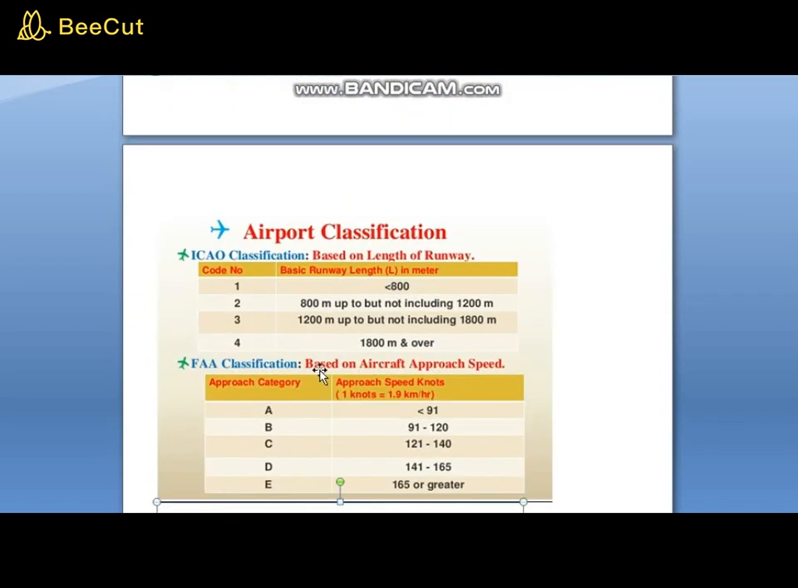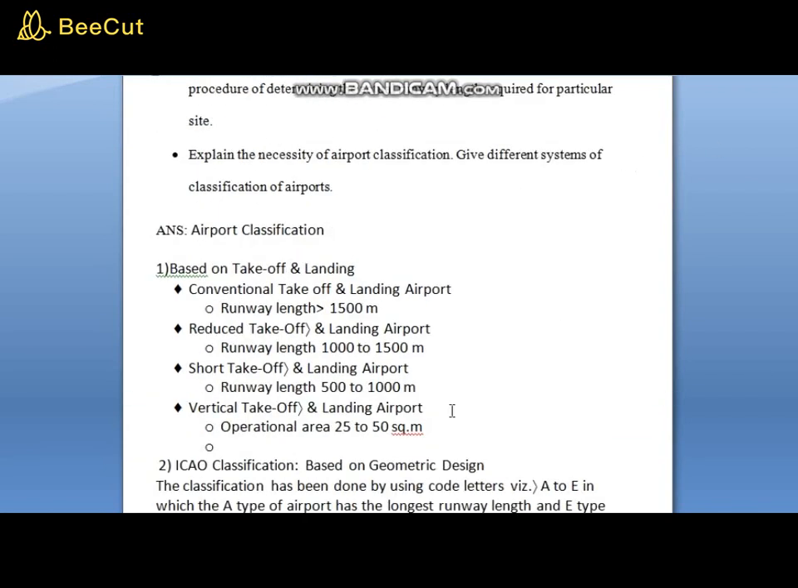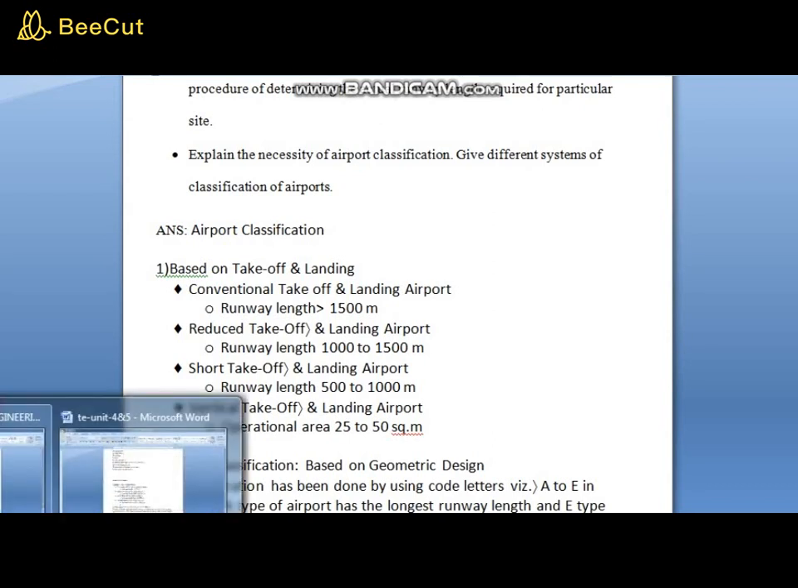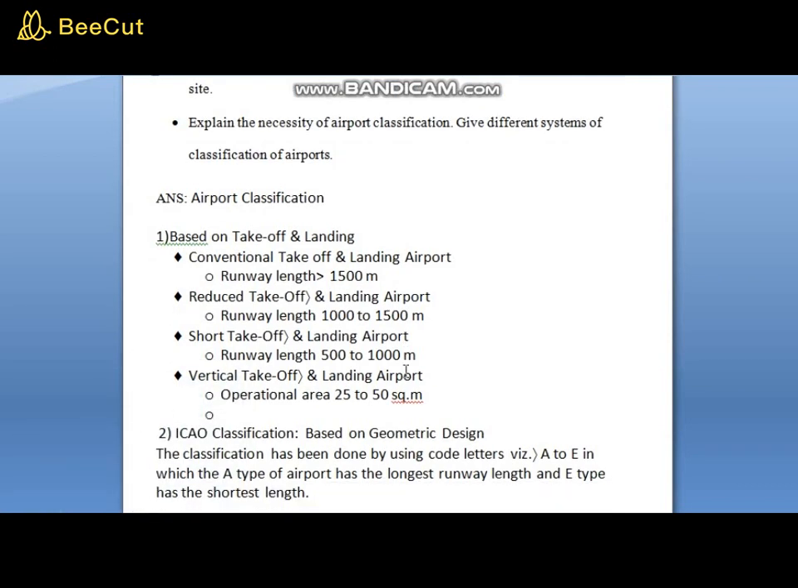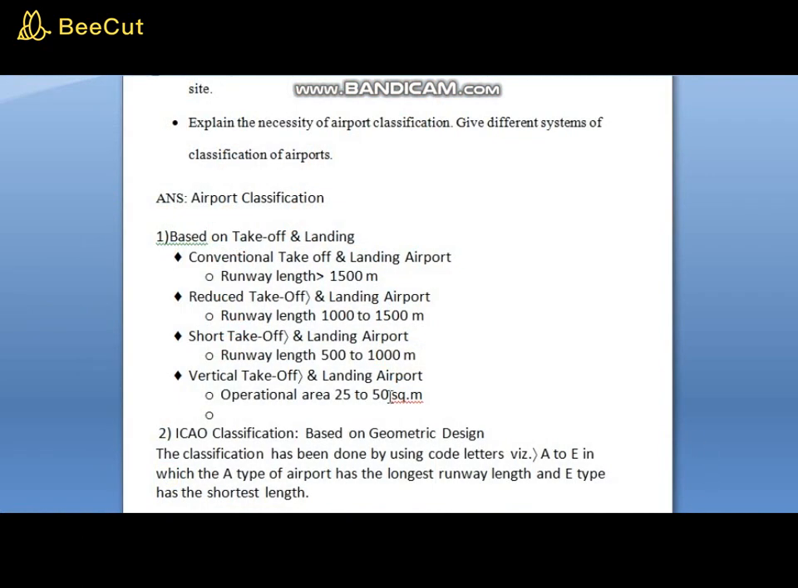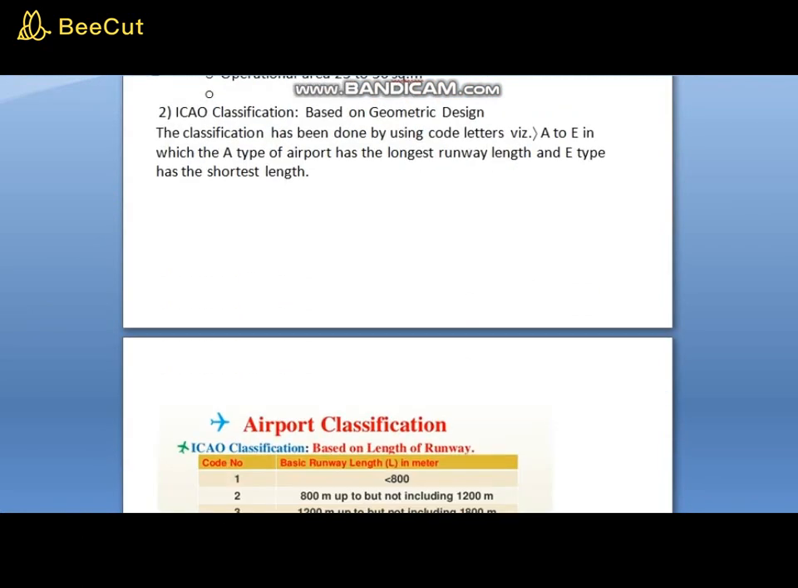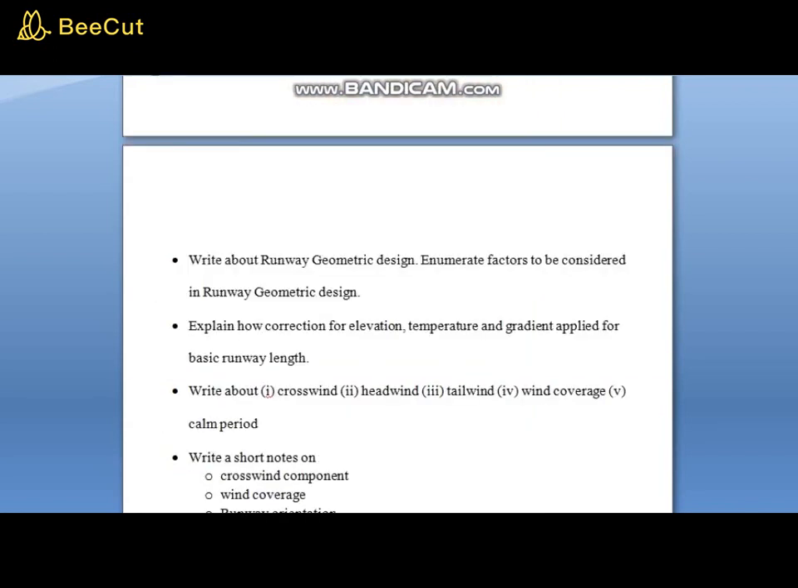So this was about the classification of airports. When we say the necessity of classification, it is nothing but to categorize these airports for effective functioning, for better maintenance and all things. That is the reason for classification of airports basically.